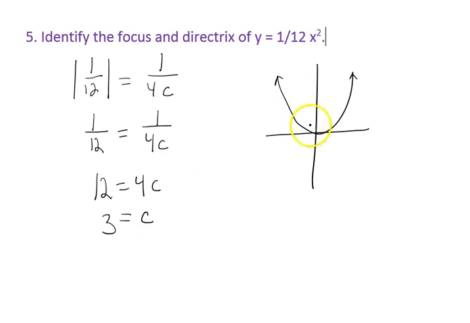Then you use the c to calculate. Well, the focus should be up here now. And so if you go 3 up from 0, 0, you're at 0, 3. So your focus is at 0, 3. And then our directrix should be back here, a distance of 3 away from the vertex. So that would be the line y equals negative 3. So this is our focus, this is our directrix.